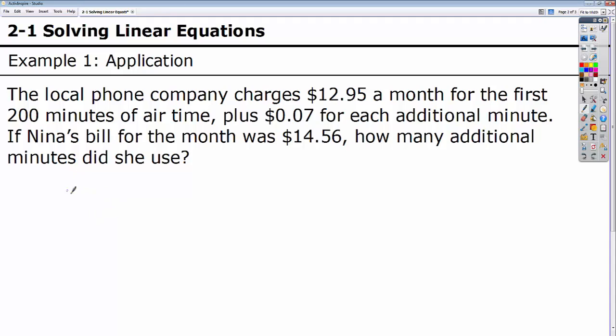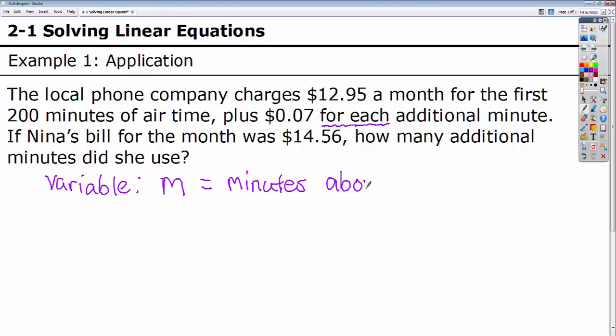So we want to write out an equation. First thing you need to do is define your variable. In this one, you'll usually see it after the words like for each or per, P-E-R. Okay, so minute. This one's a little bit trickier though because they have this thing where they charge $12.95 for the first 200 minutes. So we're going to use an M for minutes, but instead of it just equaling minutes straight out, it's going to equal minutes above 200, because you see right here it says for each additional minute.